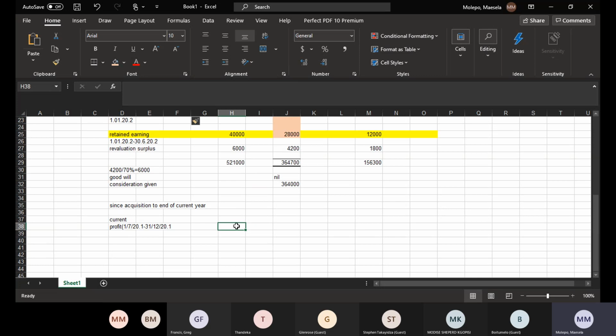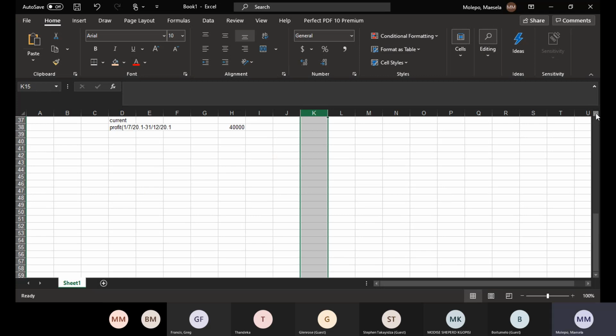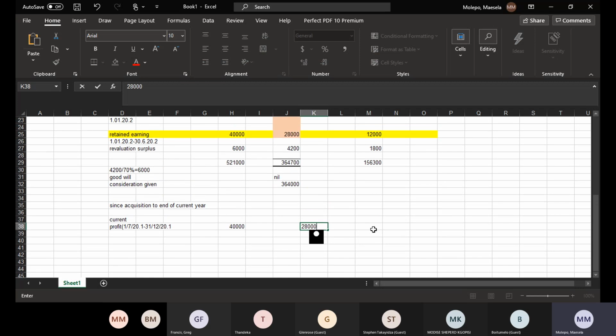So we put our 40,000 here. And then on the since part, because here we got add and since, so we're going to put it now here, the 30% part of 28,000. So our 28,000 is going to sit here. And then our 12,000 will go to the last portion, which will sit here. So this is the one which we're going to use as an NCI in our statement of financial position. Suppose we were asked to do the statement of financial position, we're going to use this one on our SPL, sorry.